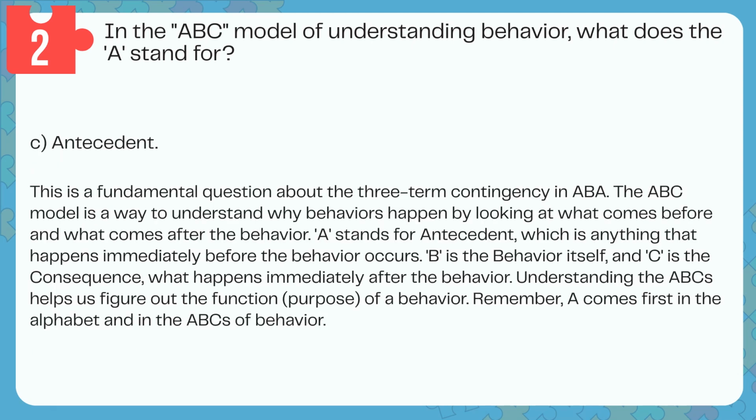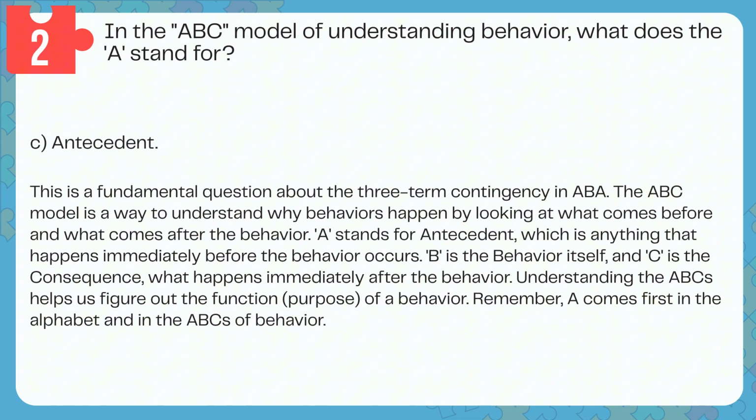Answer: C. Antecedent. This is a fundamental question about the three-term contingency in ABA. The ABC model is a way to understand why behaviors happen by looking at what comes before and what comes after the behavior. A stands for antecedent, which is anything that happens immediately before the behavior occurs.